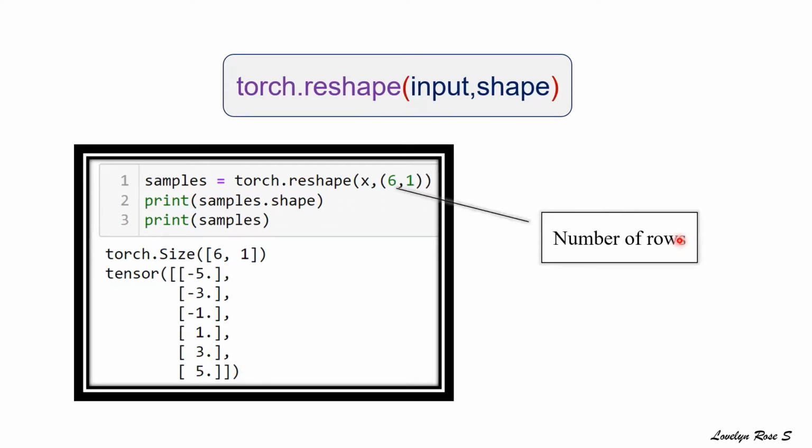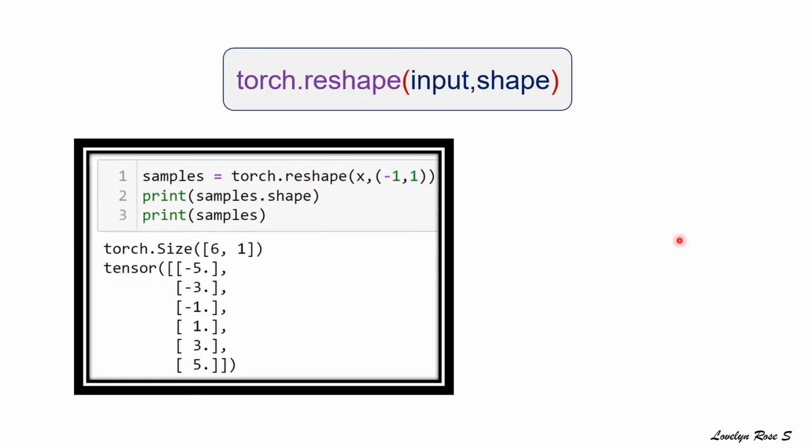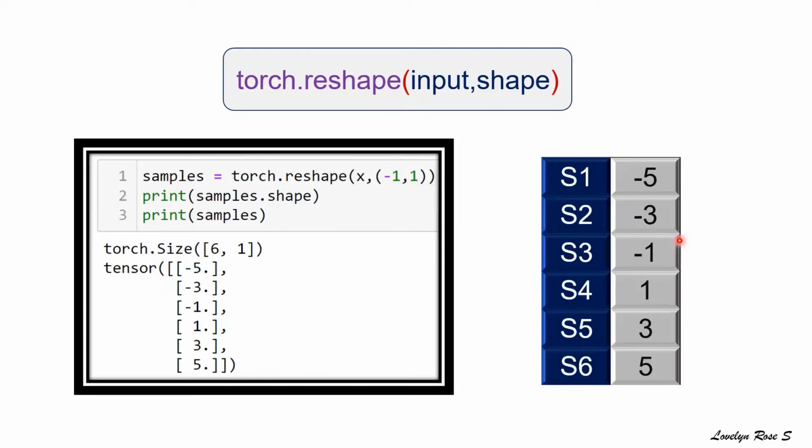So here I have mentioned the number of rows and the number of columns. It is also possible for me to write in a slightly different manner where I need not specifically give the number of rows. Since I have 6 elements and I have specified that I need only 1 column, it will automatically assume that the number of rows I need is 6 if I just give a -1 in place of 6. So this also creates the samples in the way that we require, that is 6 rows and 1 column. So right now I have 6 samples which I have to process.